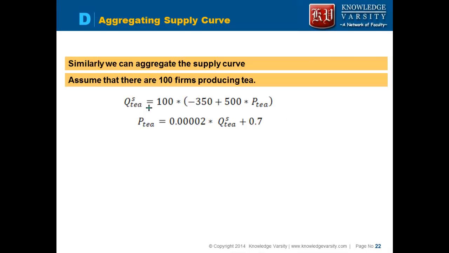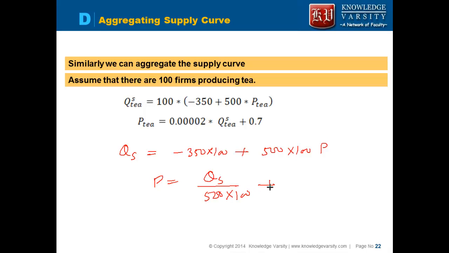How do we get it? We say that quantity supplied will be equal to minus 350 into 100 plus 500 into 100 price. So your price will be equal to quantity supplied divided by 500 into 100 plus 350 into 100 by 500 into 100. So what we see is this 100 will get cancelled, and this will be 350 by 500.